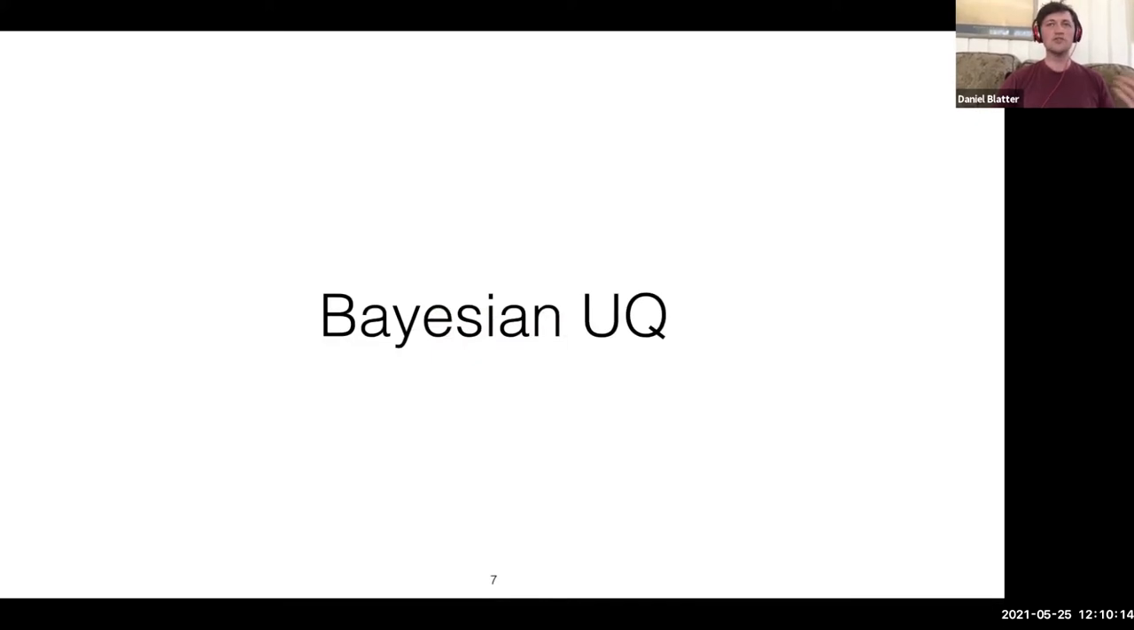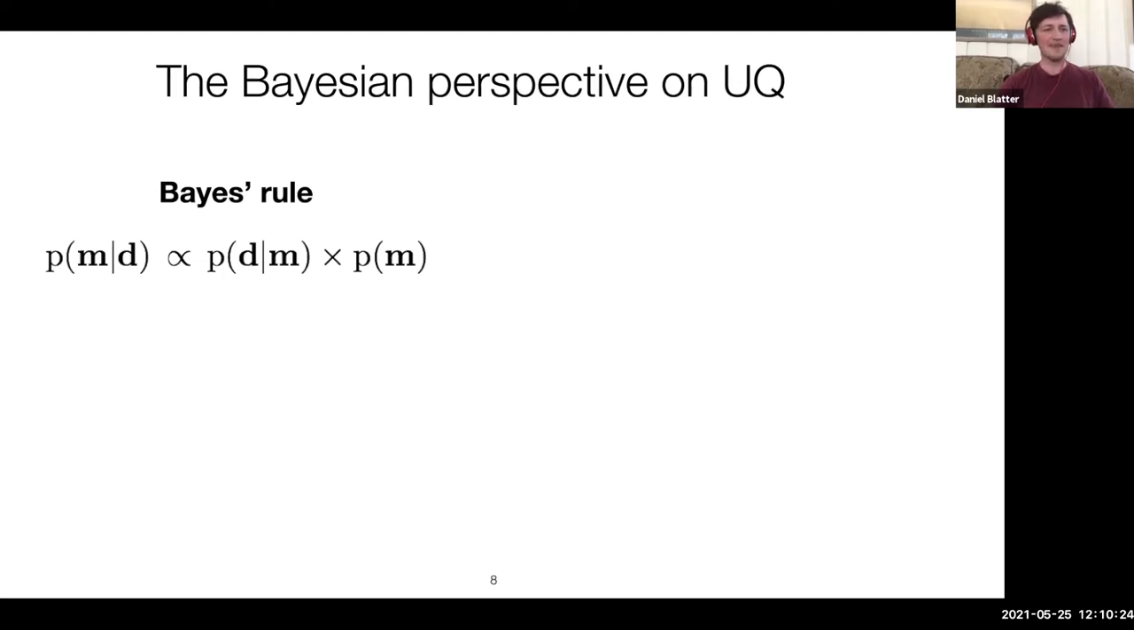So if we're going to do UQ, there are a lot of approaches to estimating uncertainty. And the approach that I think makes the most sense, the conceptual framework that makes the most sense to me, is the Bayesian one. Now, what do I mean by that? Well, it relies on Bayes' rule, which is a very simple relationship. The thing we're interested in is the guy on the left. It's the posterior. It's a distribution of probability density across all your model parameters, conditional on the data you've measured and your prior assumptions about the model.